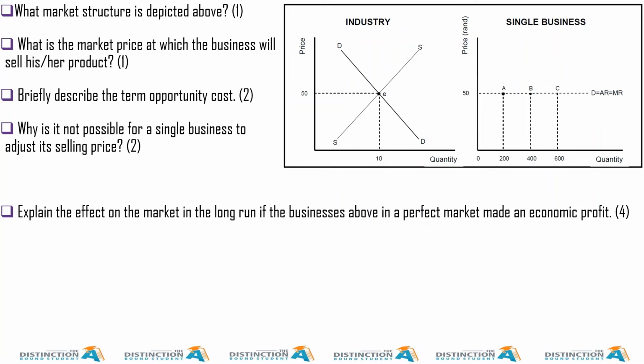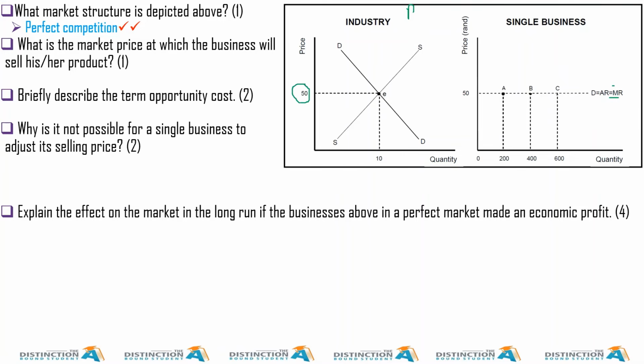Right, we have the industry, we have the individual business. So this is the entire industry, like the maize industry. This is the individual maize farmer. They ask here, what market structure? Okay, this is perfect. Why? Because our demand curve is horizontal and it indicates that firms are price takers. So this will be a perfectly competitive market.